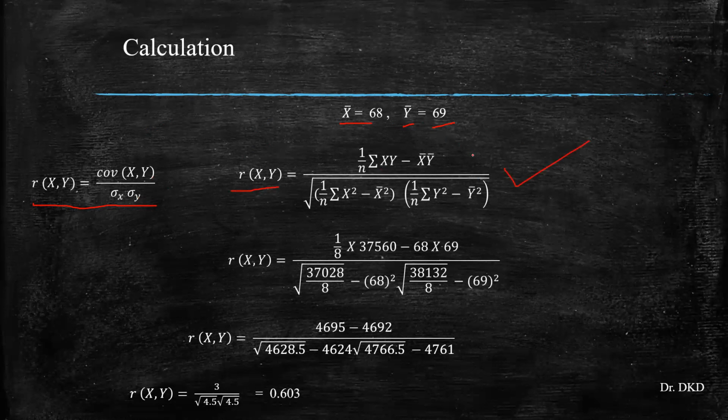Then, on the basis of the previous slide, as all the information is given in the table, we can just put the values here, and we can calculate manually with the help of a calculator. So we'll get this value, and finally we'll get this value. So this is the value of the correlation coefficient between x and y. This is the simple way of the calculations.